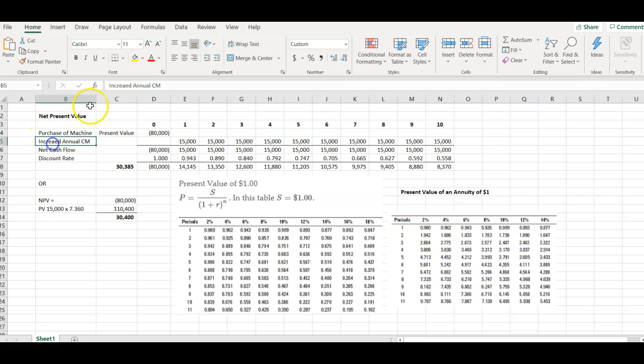And then we've got an increased annual contribution margin of $15,000 per year. Okay, that gives us a net cash flow each year. All right, you total it up, and we could have maybe 6 lines up above here. So we would take a subtotal, then multiply it by a discount factor.